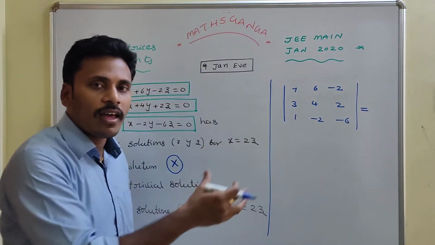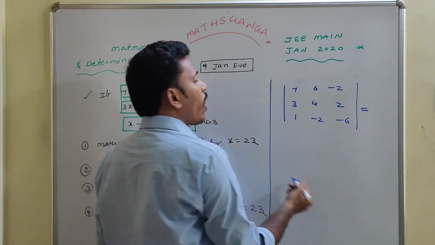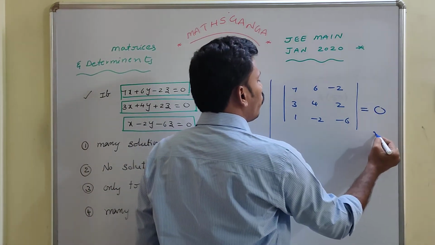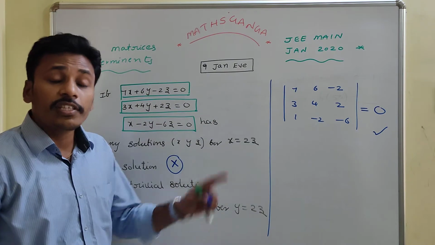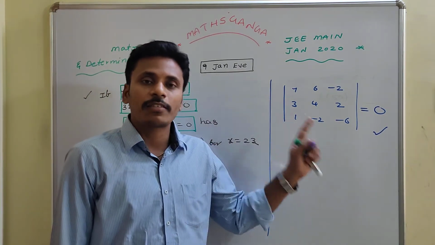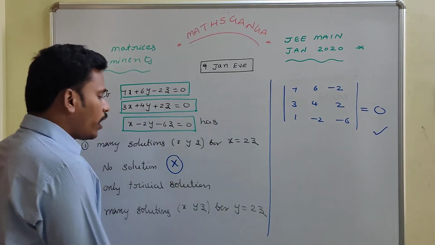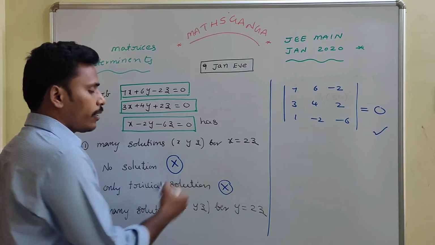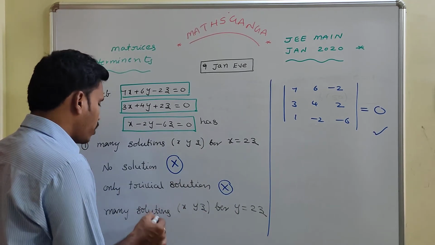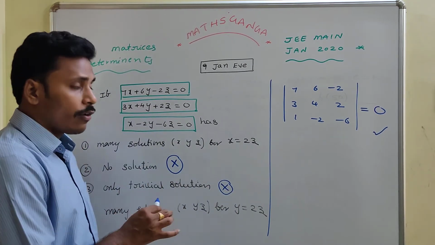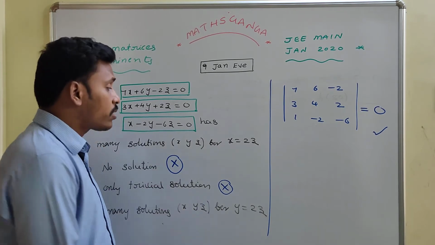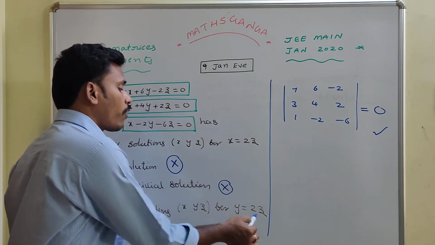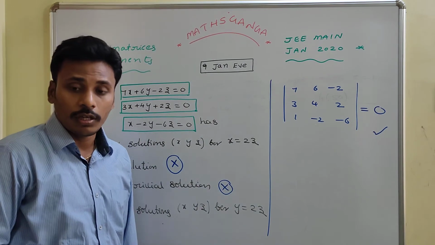I think you are all aware of finding determinants. If you find its determinant, for sure you will get 0. Since the determinant is 0, it has many solutions. So the only trivial solution option is also neglected. Then there are two choices with us. Many solutions is confirmed, and many solutions for x is equal to 2z or y is equal to 2z. That's what we need to think, right?